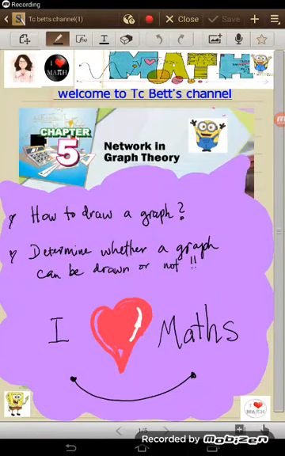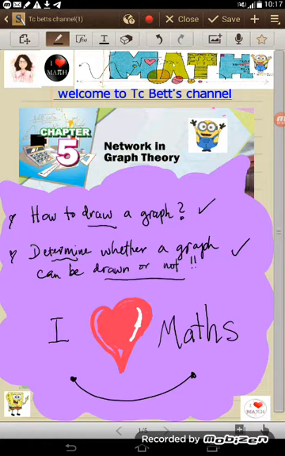Good morning, class. We're still with network in Graph Theory, and today we will learn how to draw a graph, and then how to determine whether a graph can be drawn or not. Interesting, huh? Okay, we move to the first one.